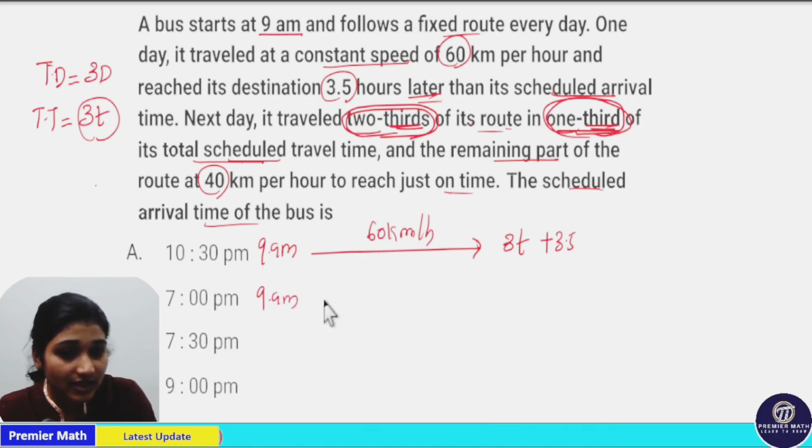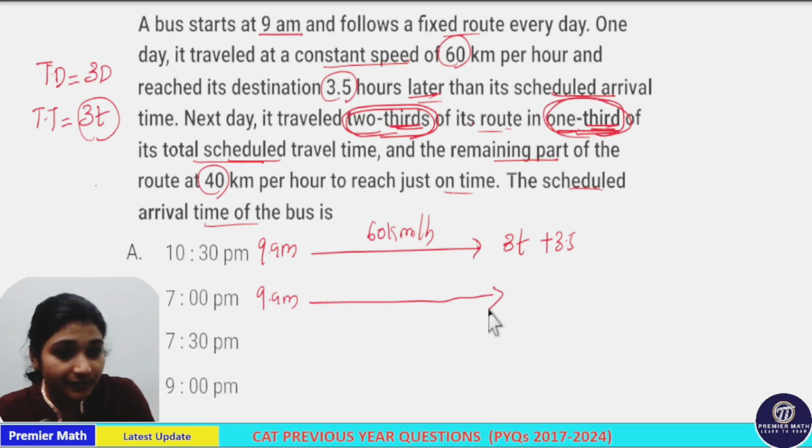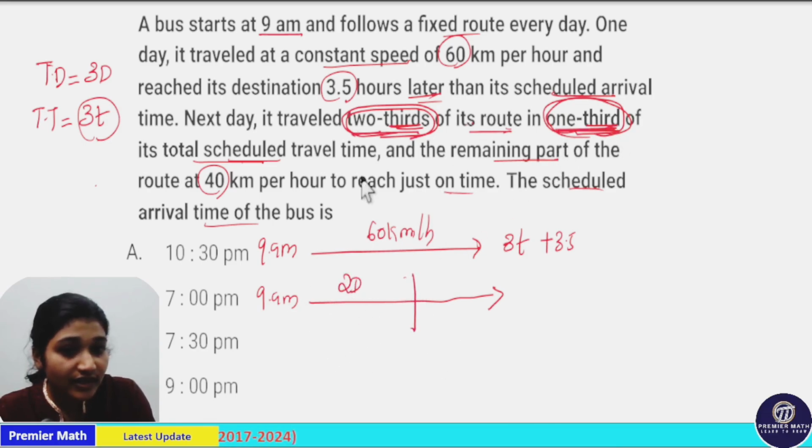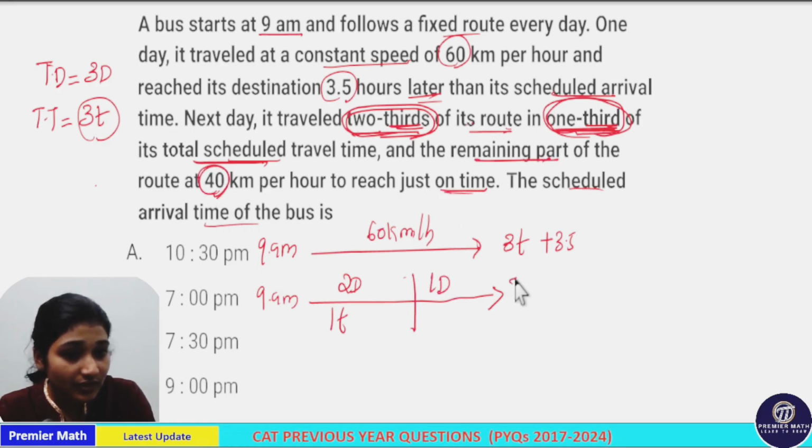Now the next day it changes its plan. It travels two-thirds of its route, which means 2D distance, in one-third of the total time. One-third of 3t means t. So 2D distance takes 1t time. And the remaining distance, 1D, is traveled at 40 km per hour to reach just on time. Just on time means the total time is 3t, so the remaining distance is traveled in 2t time at 40 km per hour speed.